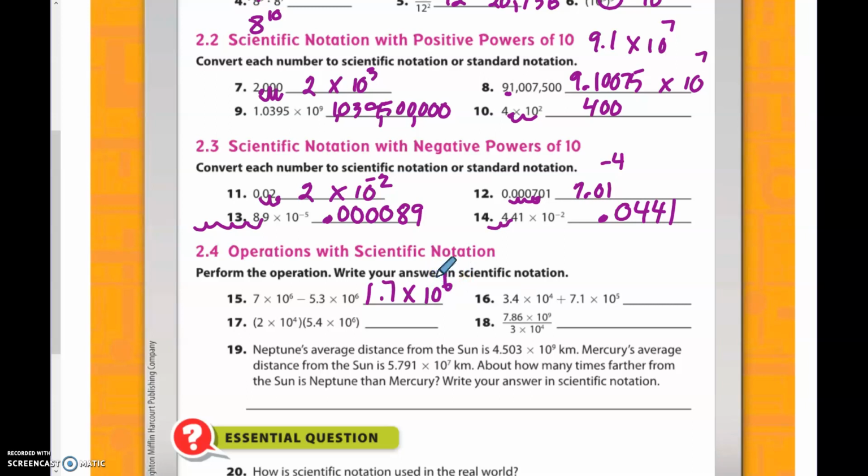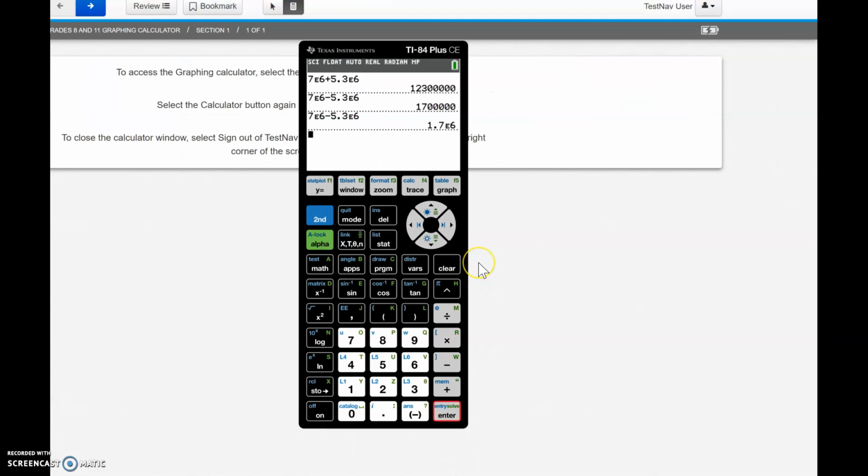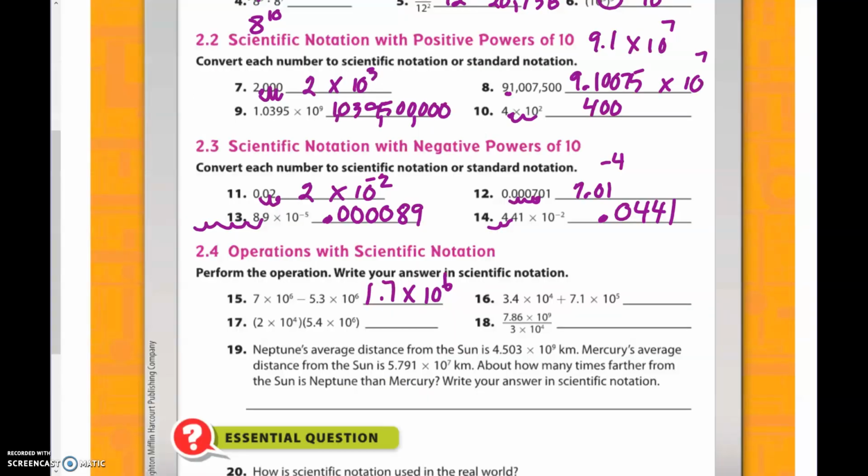Okay, so now we can do the same thing for number 16. So we go right over to our calculator here. And for number 16, I want 3.4 second EE, and this is to the 4th power. And I'm going to double check and make sure I'm hitting my plus sign. And 7.1 second EE, and this is to the power of 5. And now this time when I hit enter, I don't have to worry, it's already in that scientific notation. So I can go back to this: 7.44 times 10, and what was that, to the 5th power?